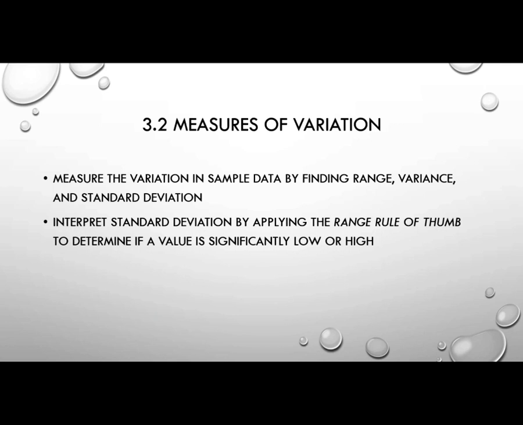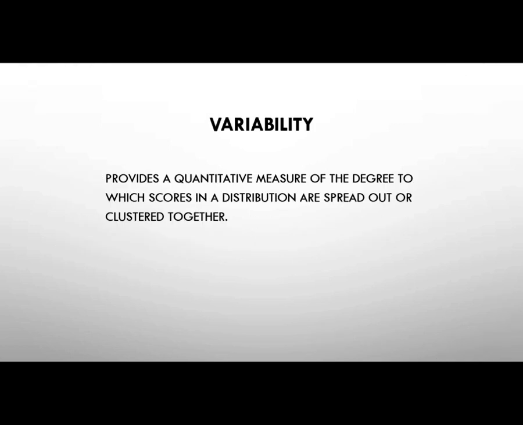Okay. Measures of variation. We measure the variation in the sample data by finding the range, variance, and standard deviation. We interpret standard deviation by applying the range rule of thumb to determine if a value is significantly low or high. That's just something that's done in this book, and I want to show it to you because it's going to lead us into inferential statistics. All right, let's get started.